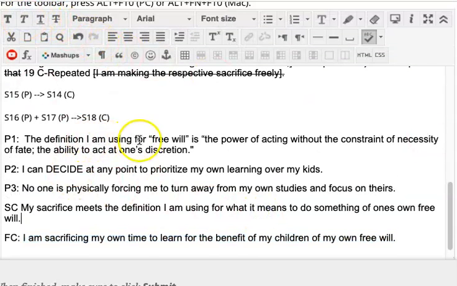So I've got the definition I'm using for free will is the power of acting without the constraint of necessity, of fate, the ability to act at one's discretion. Premise 2, I can decide at any point to prioritize my own learning over my kids. I think that speaks to that part. No one is physically forcing me to turn away from my own studies and focus on theirs. I think that speaks to that part.